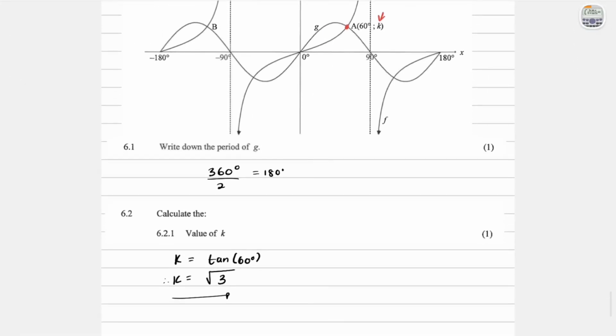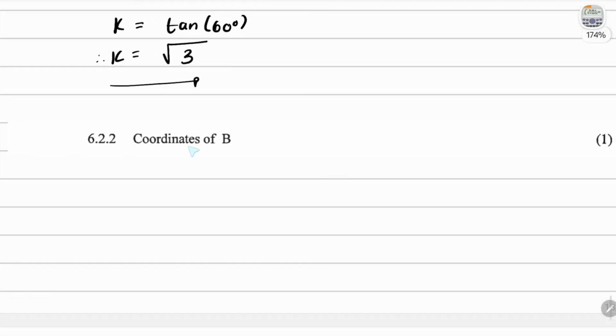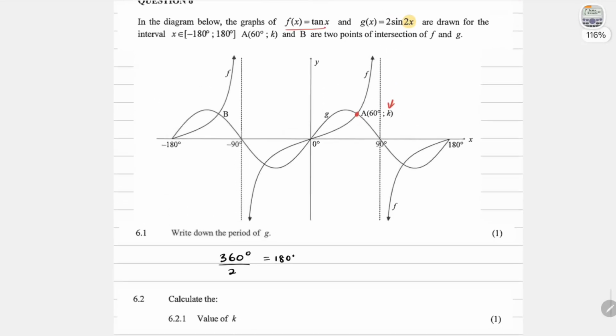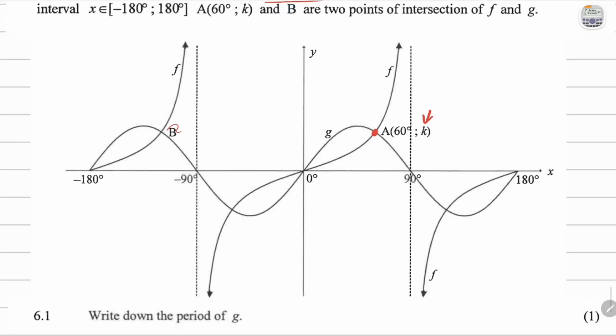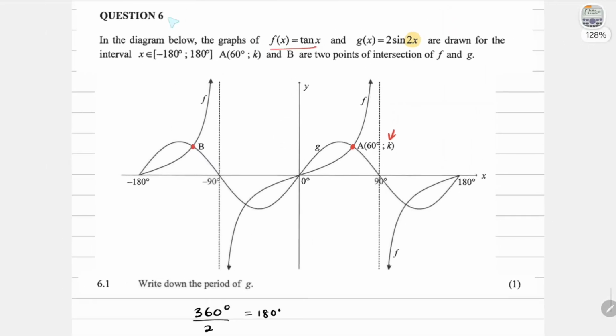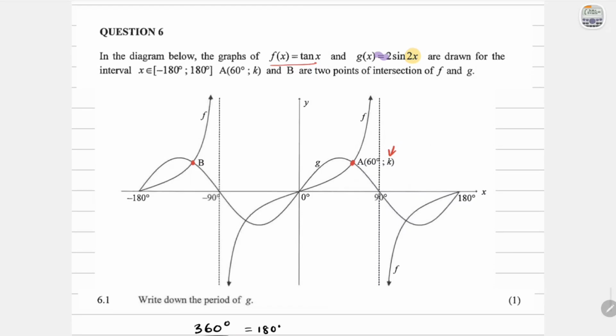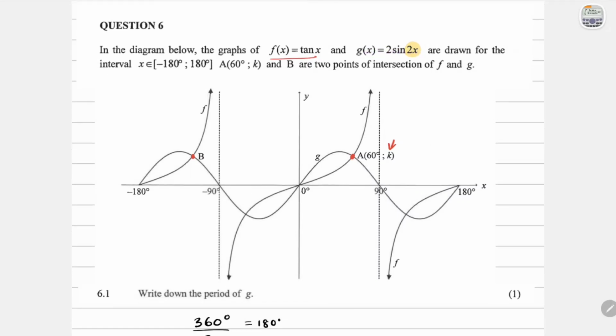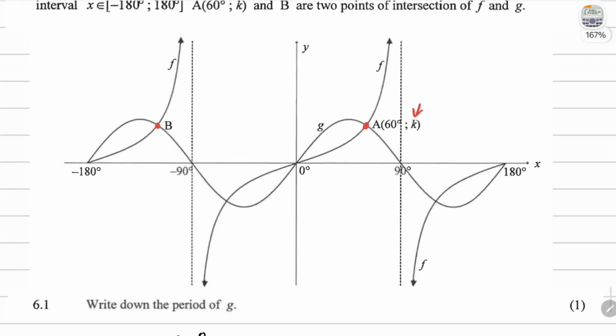Moving on to the next question. Next question, 6.2.2, says calculate the coordinates of B. So B is over here. This is how you need to be looking at these graphs and seeing how they repeat themselves. With this first graph, this sine graph, g of x is equal to 2 sine 2x, we know now that this graph will complete a cycle within 180 degrees since the period has been changed. So this is one cycle, and here it's completing another cycle, also in 180 degrees.